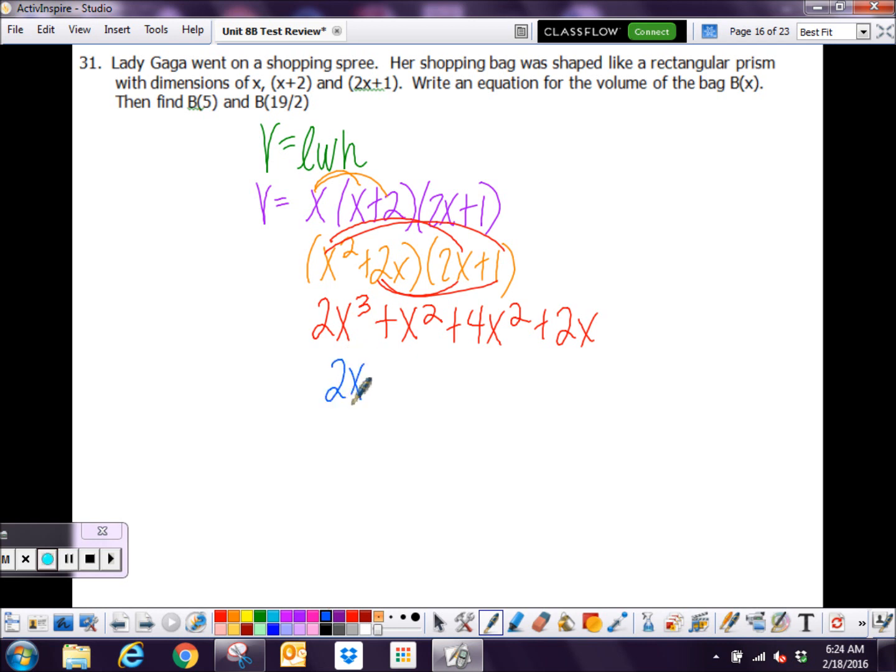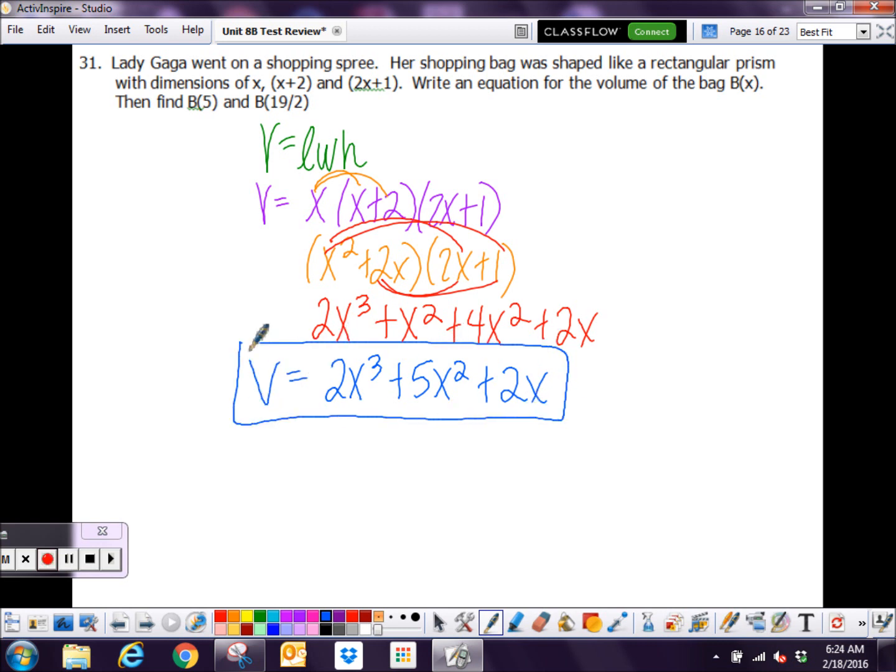I've got 2x cubed. Now notice we are not trying to factor this. We are multiplying this. We're just FOILing. So don't get this confused. Don't try to now factor this because you're going to get it right back to where we had it. So I have 2x cubed plus 5x squared plus 2x. All right, this is my volume. So when it asks for my volume, that's what it's asking for.